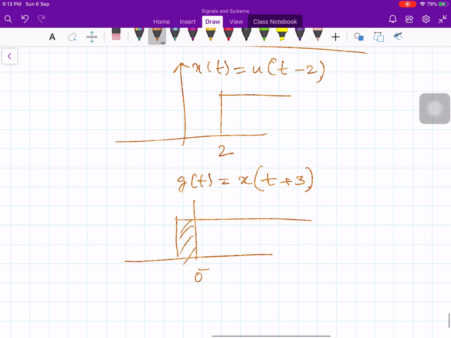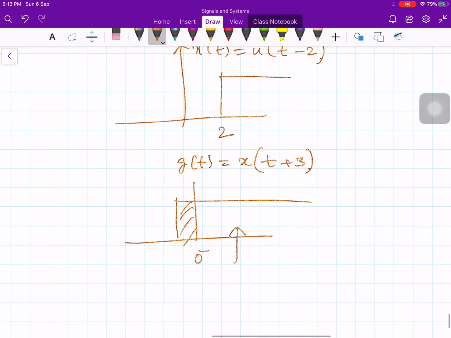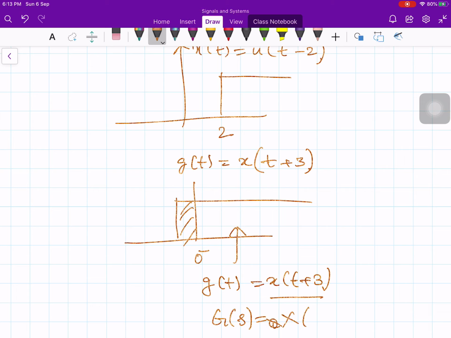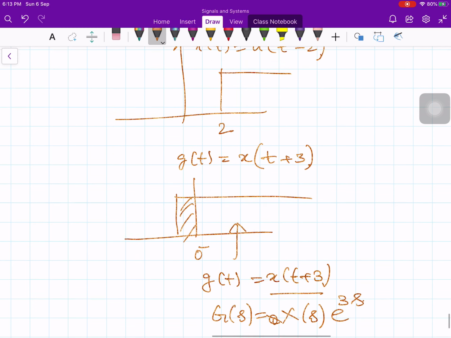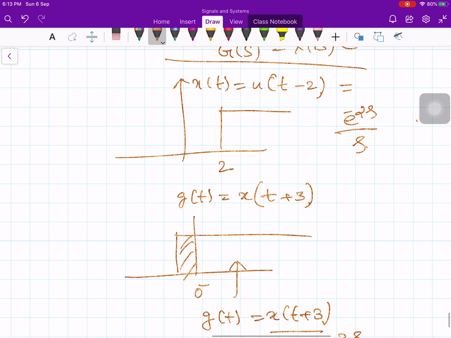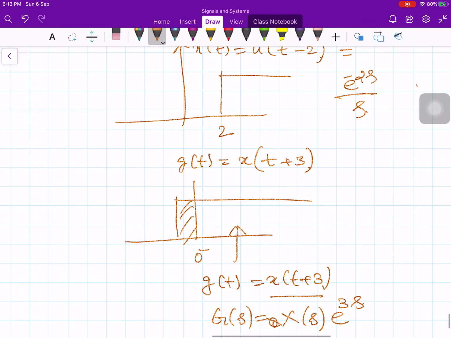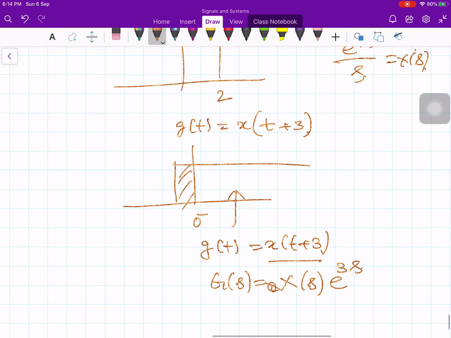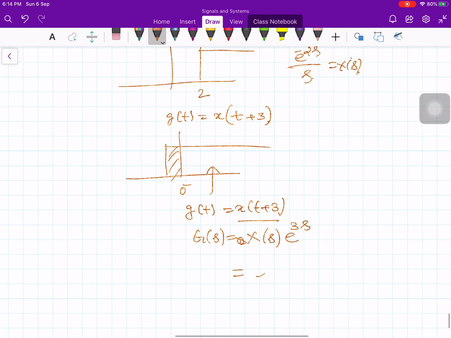So what is the Laplace transform of this? g of t is equal to x of t plus 3, then G of s is X of s times e to the 3s. What is X of s in this one? If you take the Laplace transform, it is e to the minus 2s divided by s. So that is my X of s. Now substitute that X of s here. So e to the minus 2s times e to the 3s, so this is e to the s. This is your G of s.